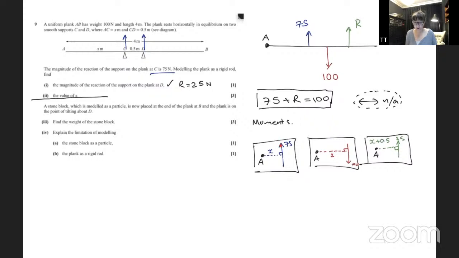Okay, clockwise or anti-clockwise? The blue one. Anti. The red one. Clock. The green one. Anti. Okay, now we do the moment. Then we get our equation. So anti and anti, 75x, add 25 times x add a half. Anti and anti equals clock.